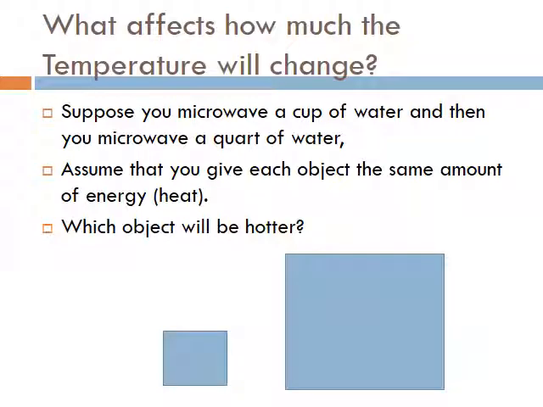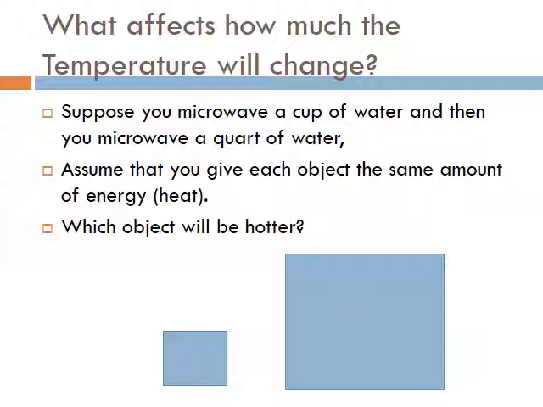So one of the things that affects thermal capacity, as we've seen an example of, is the material type. Water has a higher thermal capacity in general than metals do. But there are other things. For example, if I had a cup of water versus a quart of water and I microwave them both, you should have enough experience to know that the more water you put in the microwave, the longer it takes to get it hot.